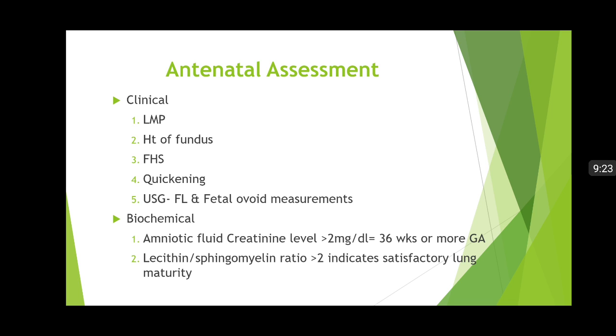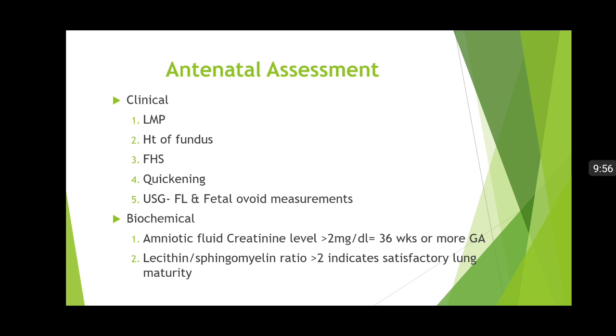Another biochemical method wherein we measure lecithin and sphingomyelin. These two chemicals are measured in amniotic fluid. We aspirate amniotic fluid and measure the lecithin sphingomyelin ratio, and if this ratio is more than 2, that is, sphingomyelin is half of the lecithin, then it indicates satisfactory lung maturity. We can induce labor if this ratio is more than 2.